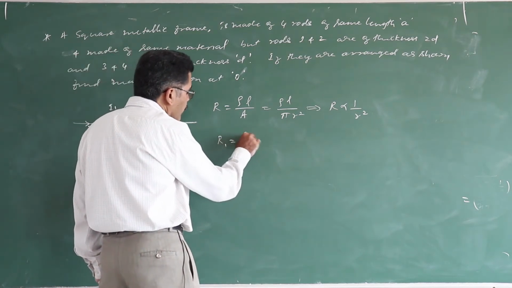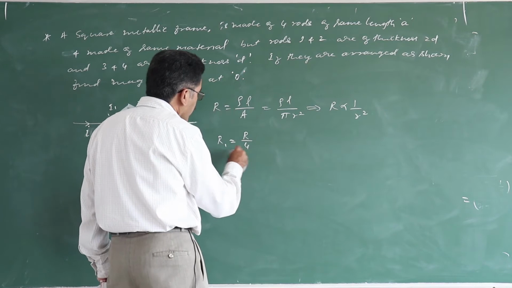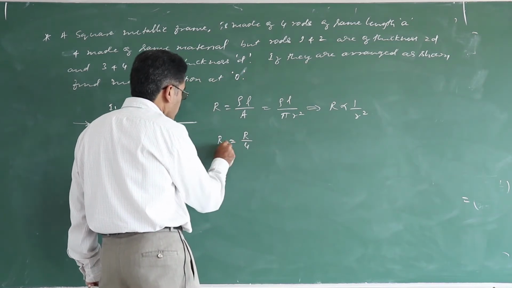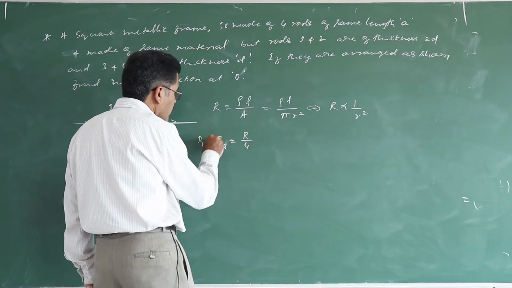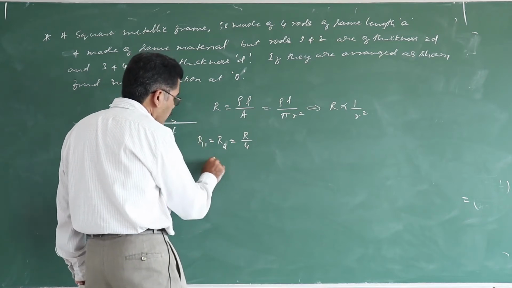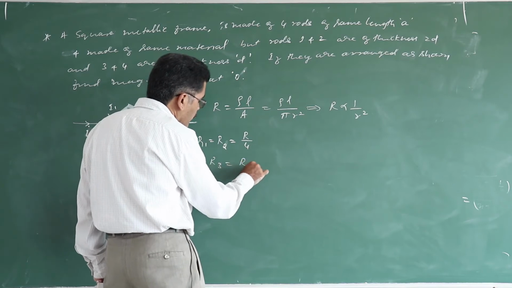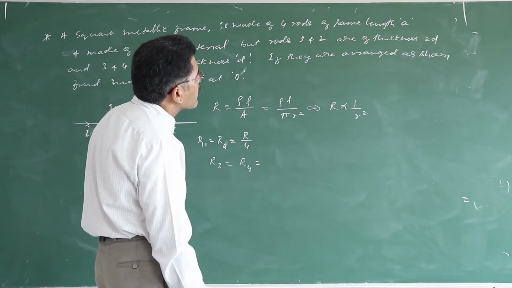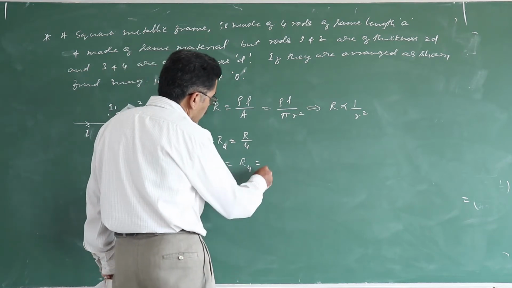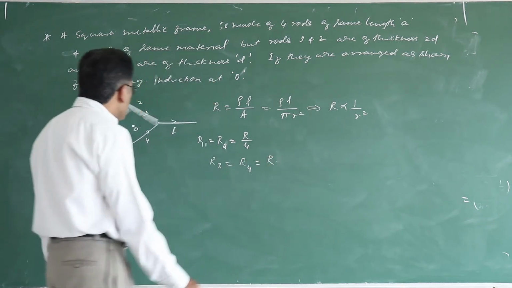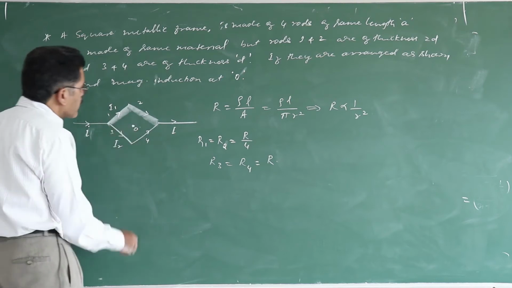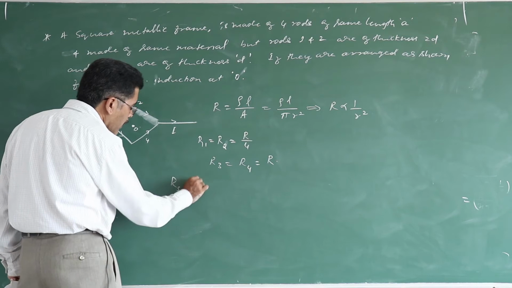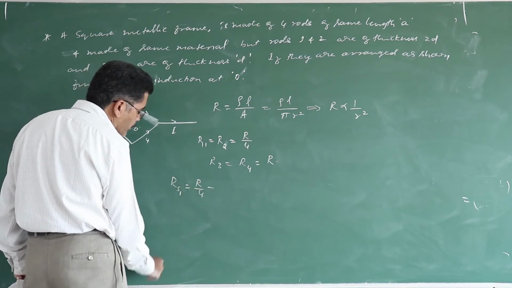R1 is equal to R by 4, R1 and R2. This is R2. R1 is equal to R2, R by 4. R3 is equal to R4. I just take it as, see, their thickness is D, R. So when you take them in series, the first series combination RS1 will be R by 4.